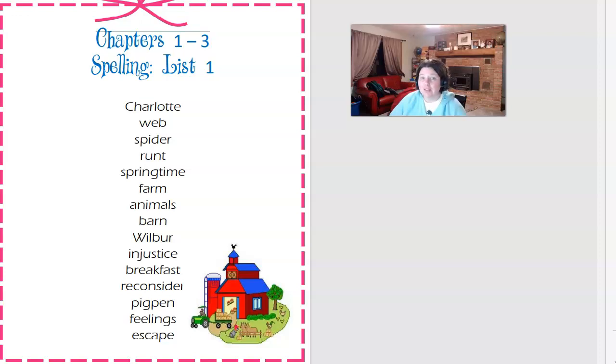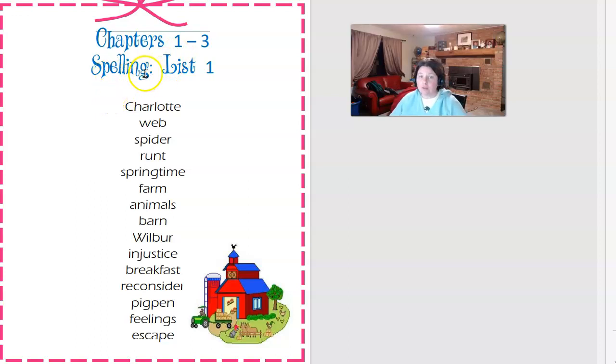Hello, third graders. This week we will begin a new chapter book. The name of the book is called Charlotte's Web. The spelling words and the vocabulary words will come directly from that book. So this week we're reading chapters 1 through 3.